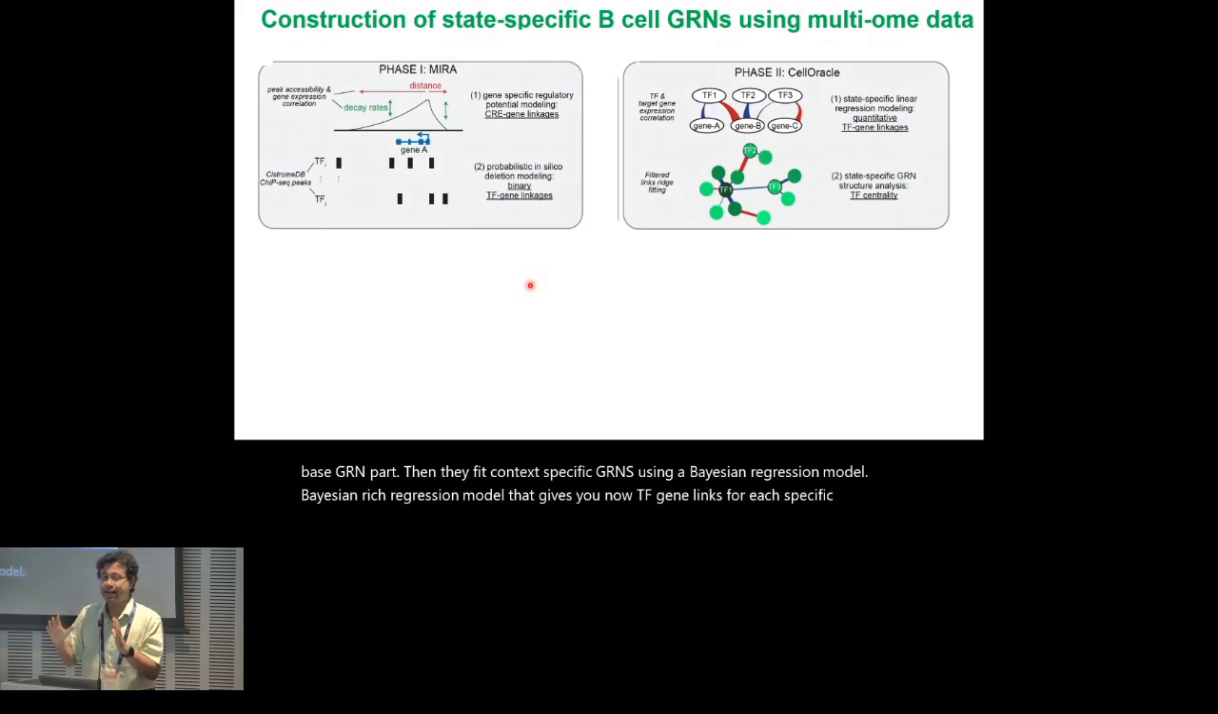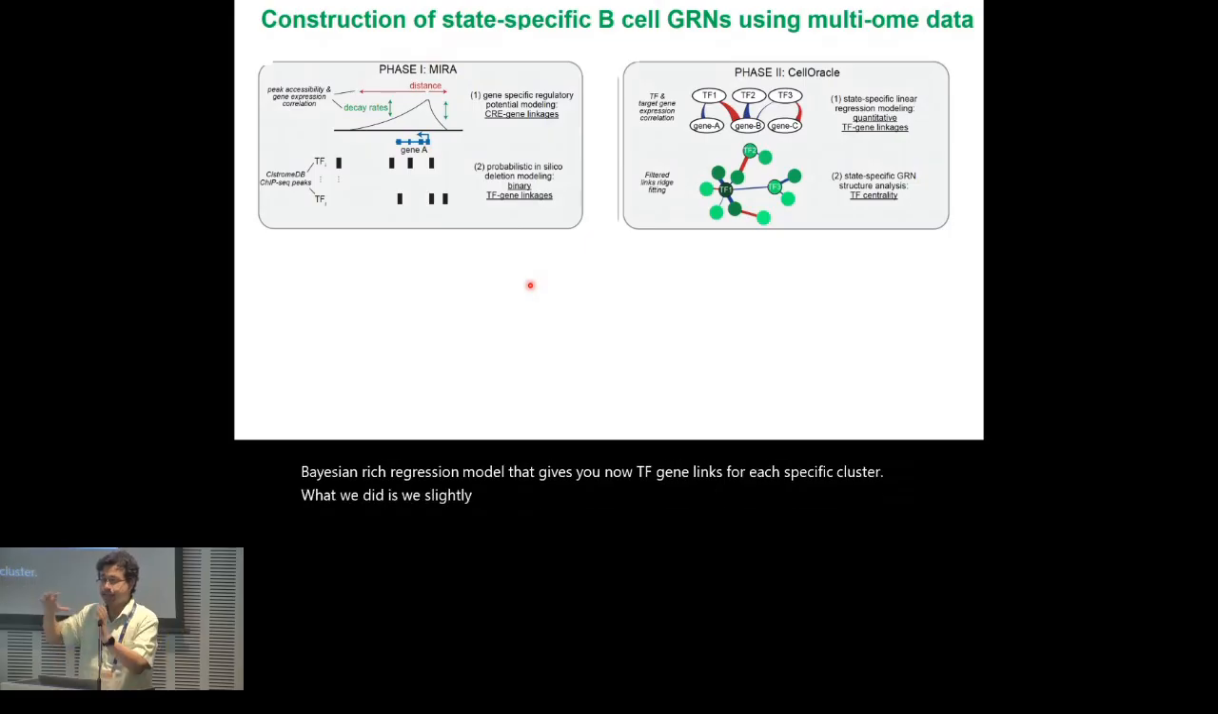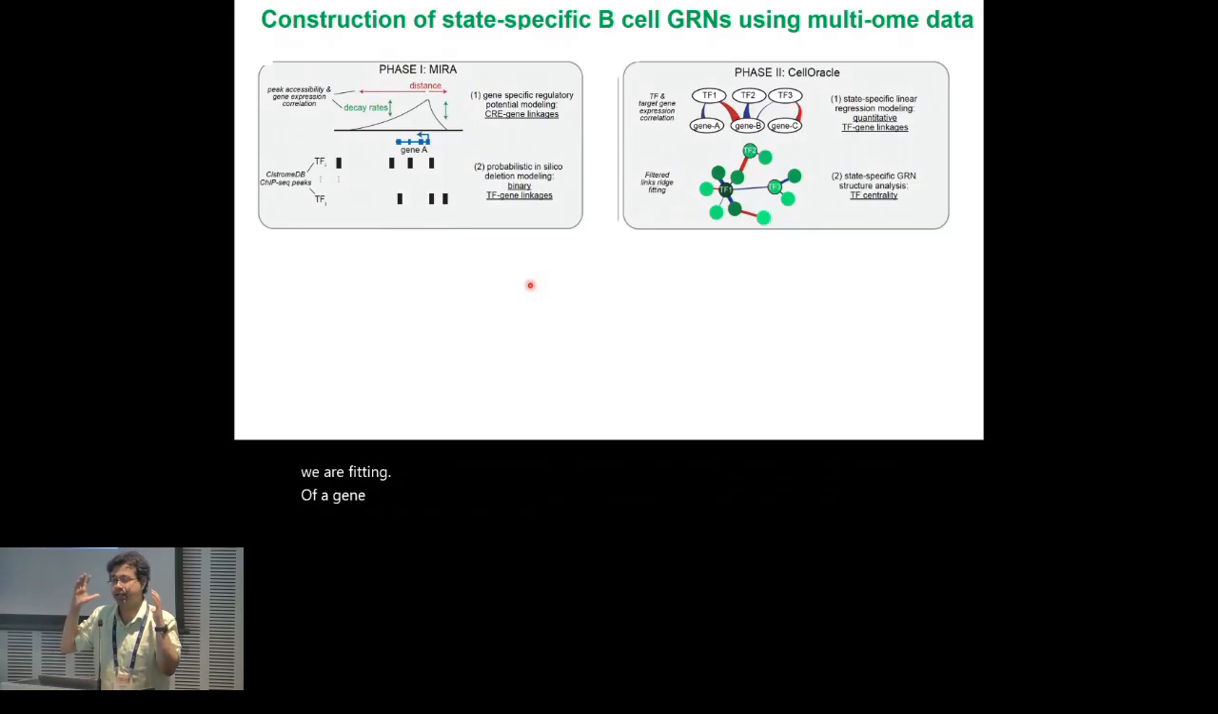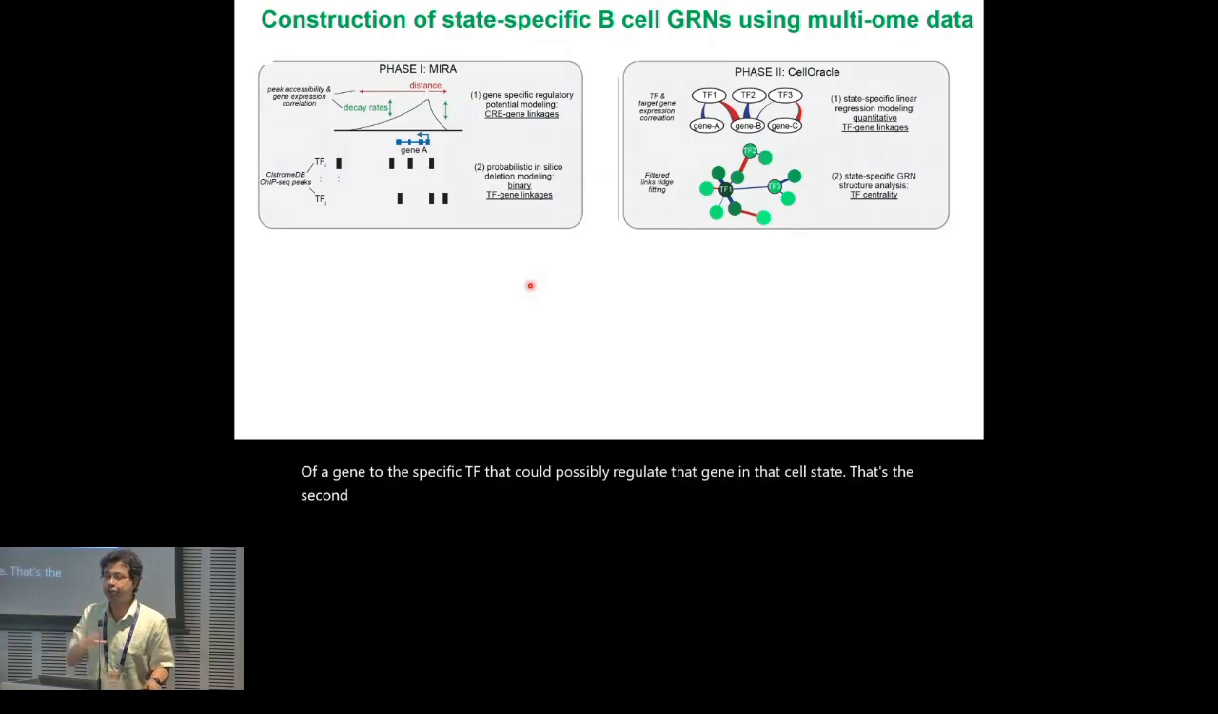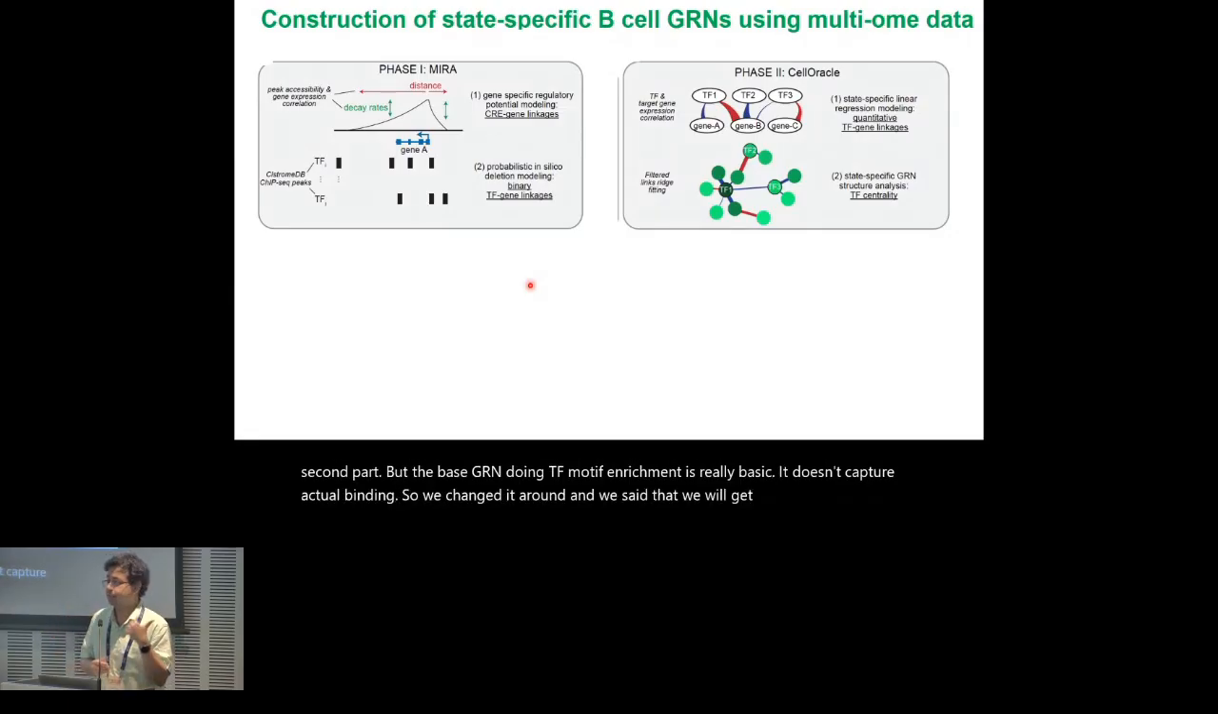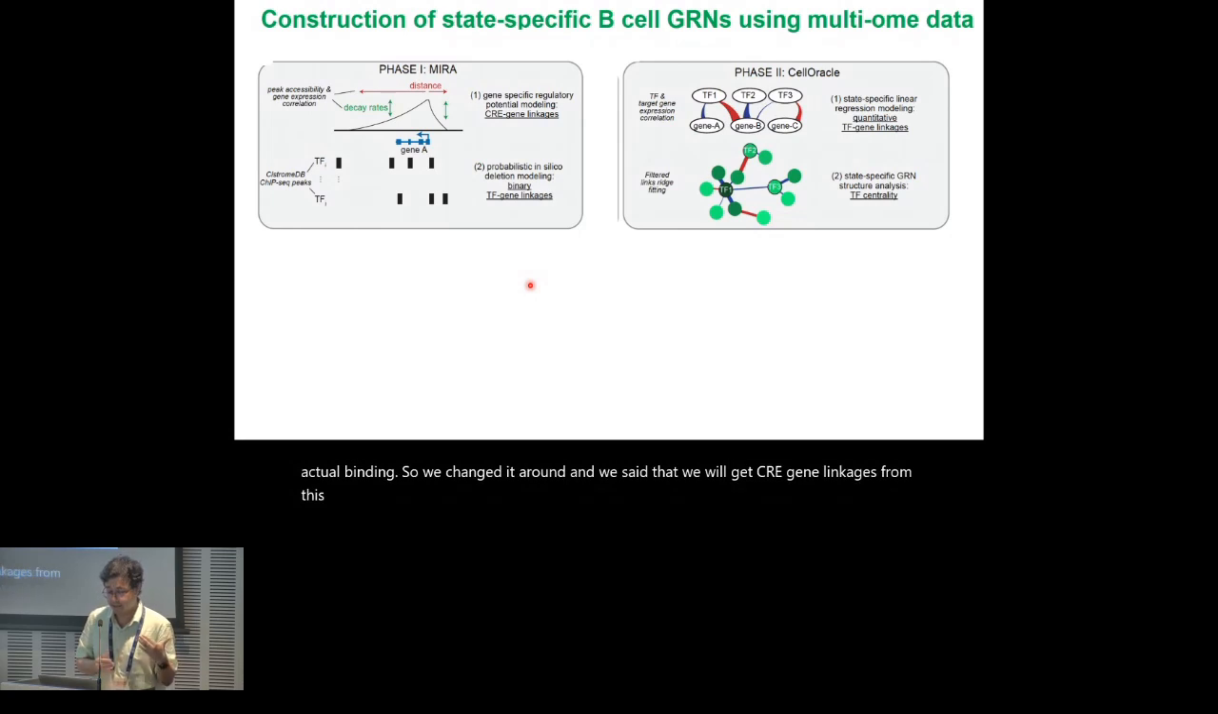What we did is we slightly changed it. We kept the context-specific GRN the same. We said, okay, we are fitting the expression of a gene to the specific TFs that could possibly regulate that gene in that cell state. That's the second part. But the base GRN doing TF motif enrichment is really basic. It doesn't capture actual binding. So we changed it around and we said that we will get CRE-gene linkages from this probabilistic topic model in MIRA, and then using actual binding data.